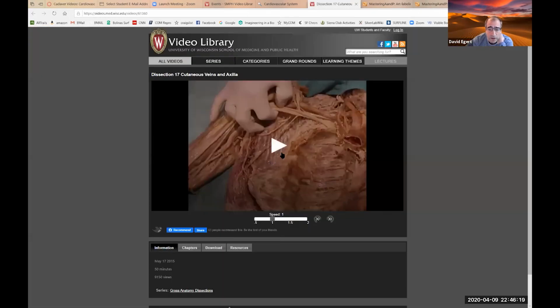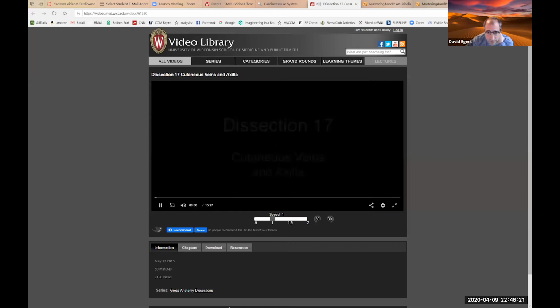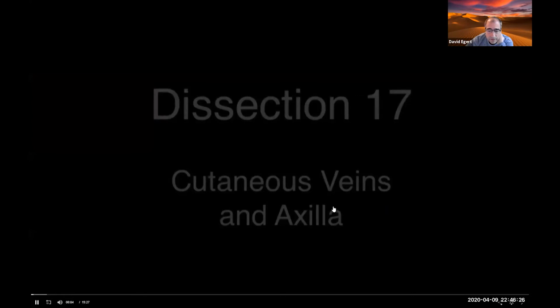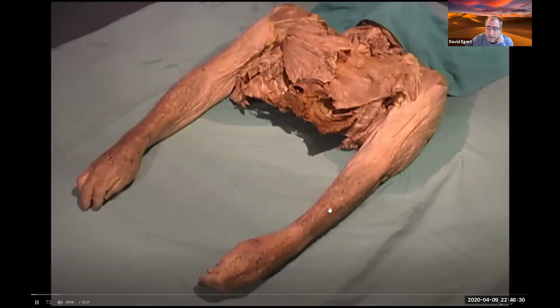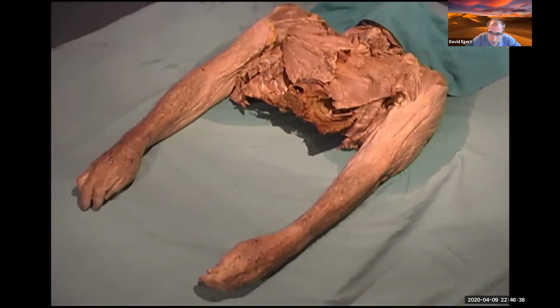This takes a little while, but I think it's worth seeing. The next dissection is basically skinning the upper limbs. During this skinning process, the only things that we want to make sure that you find are some of the cutaneous veins that will be coursing under the skin and draining the cutaneous surfaces of limbs. There are two vessels in the upper limb that you need to be aware of. One is the cephalic vein and the other is the basilic vein.